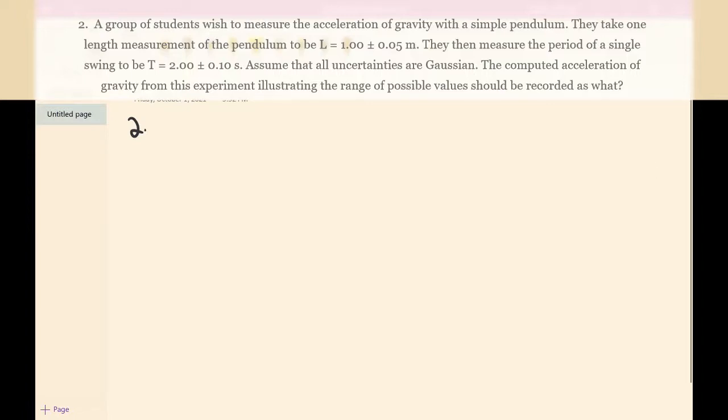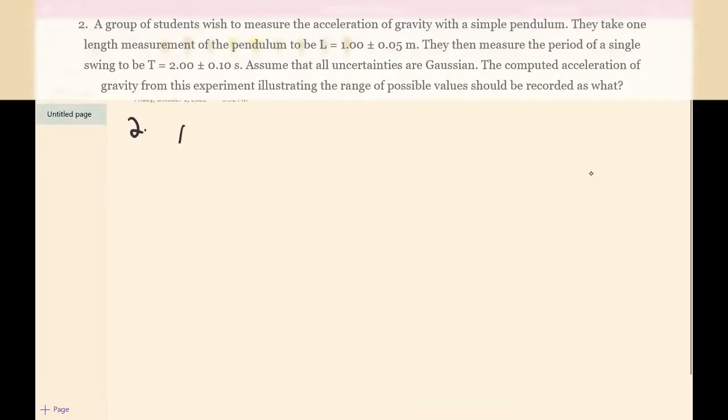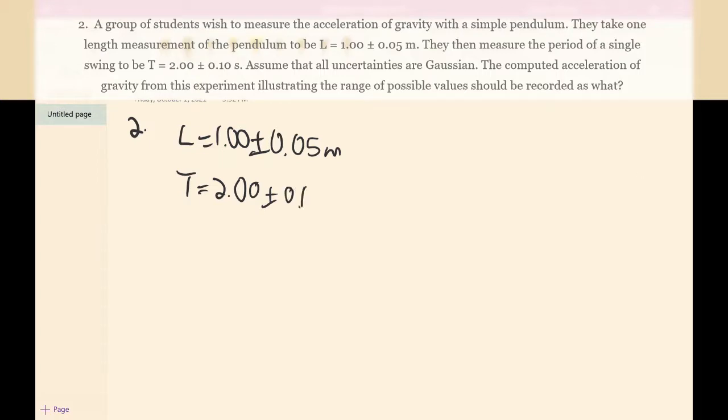So first, what do we have? L is equal to 1 plus or minus 0.5 meters, and T is equal to 2 plus or minus 0.1 seconds.